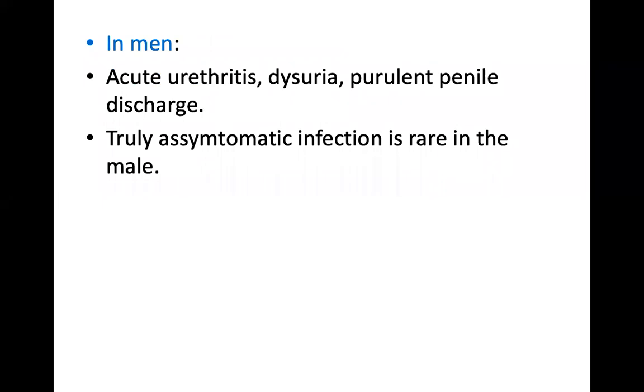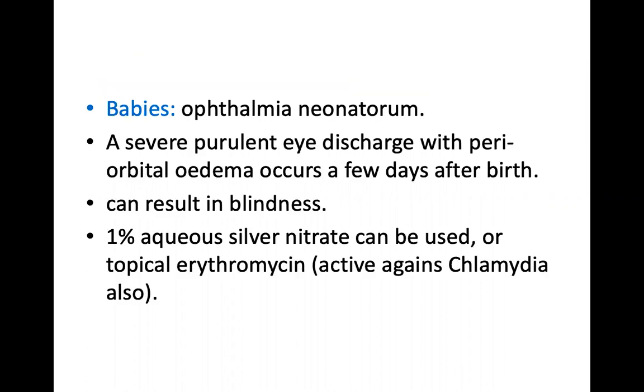In men, clinical manifestations include acute urethritis and dysuria, that's pain while passing urine. Purulent penile discharge is also common in the infected male. For the babies, a severe purulent eye discharge with periorbital edema occurs a few days after birth. This can result in blindness if it is not resolved. And you can use agents like 1% aqueous silver nitrate or topical erythromycin.